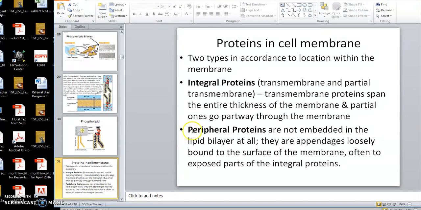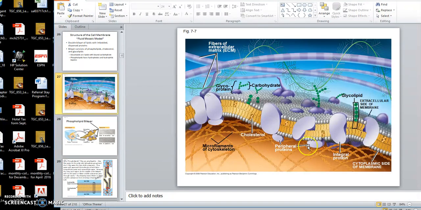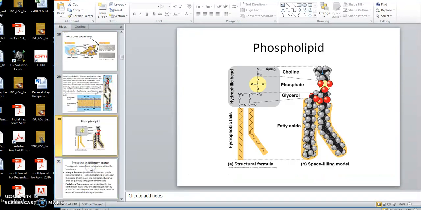Okay? Then we have proteins that are just stuck to the surface. Now, those proteins stuck to the surface are not just sitting there by themselves, because otherwise they would get flicked off. So these peripheral proteins are bonded to the phospholipid, or to another protein. So in other words, these proteins are bonded. If they're bonded to a lipid, they would be what? A lipoprotein.